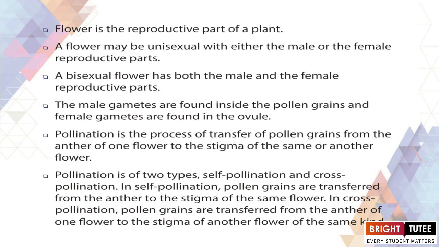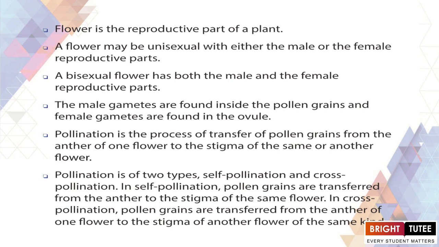A flower may be unisexual with either the male or the female reproductive parts. A bisexual flower has both the male and the female reproductive parts. The male gametes are found inside the pollen grains and female gametes are found in the ovule. Then we understood about the process of pollination.